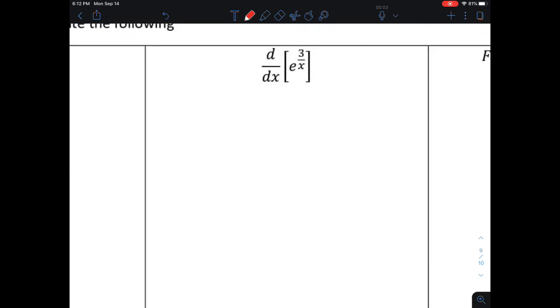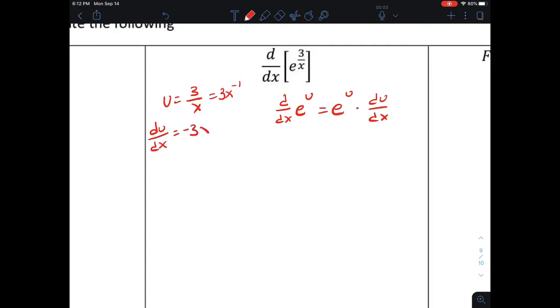Now let's look at this next one. I have e to the 3 over x power that I want to take the derivative of. We could let u be 3 over x, and we could rewrite our problem as taking the derivative with respect to x of e to the u, and that's going to be e to the u times the derivative of u with respect to x, which means I need to find the derivative of u. Well, remember, 3 over x is the same thing as 3 times x to the negative 1 power. So du over dx would equal negative 3 times x to the negative 2nd power, which is the same thing as negative 3 over x squared.